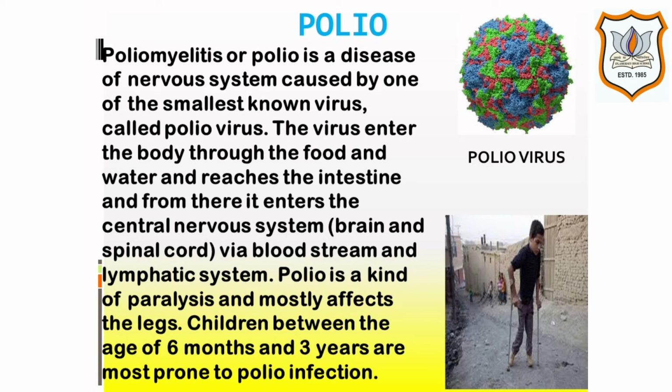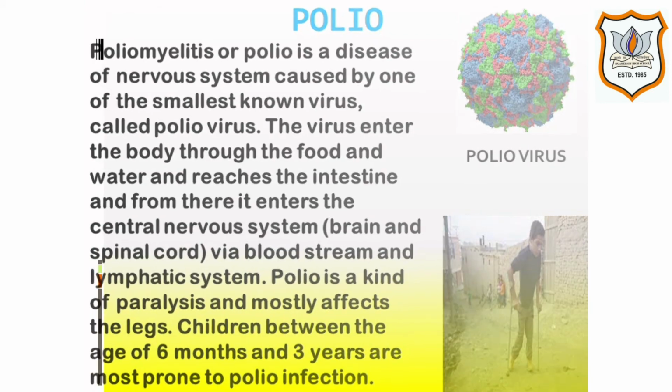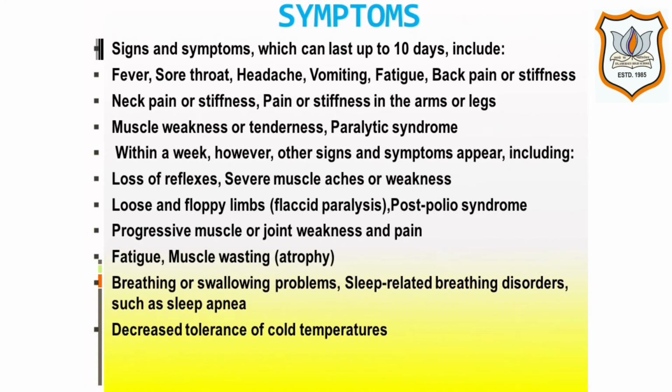Polio is transmitted among children by the feco-oral route and through direct contact, dirty hands, contaminated food or milk, and flies. Signs and symptoms of polio which can last up to 10 days include fever, sore throat, headache, vomiting, fatigue, back pain or stiffness, neck pain or stiffness, pain in the arms or legs, muscle weakness or tenderness, paralytic syndrome.